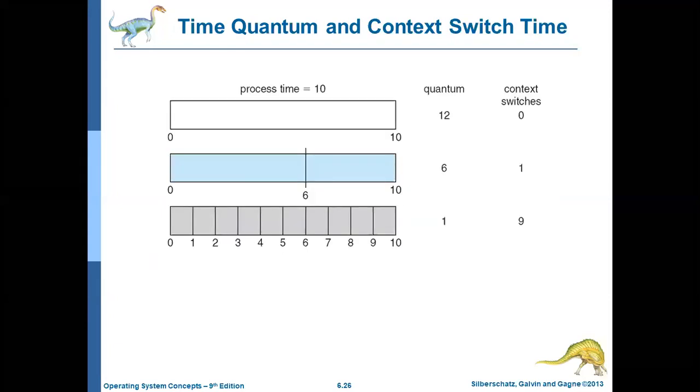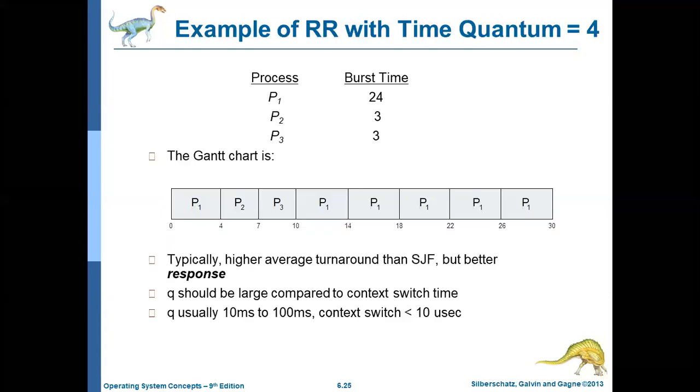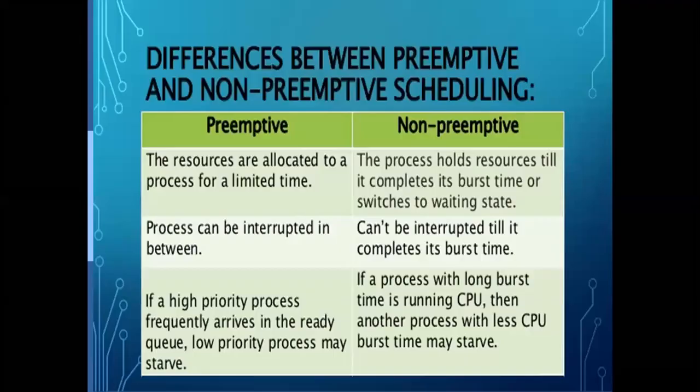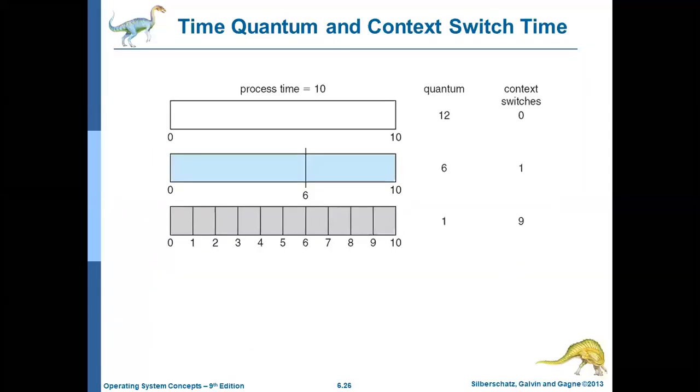Once again, consider the time quantum and context switch time. For example, quantum time as 12. Within that 12, you have to use the process time as 10, for example. Context switches are within the 10, it will be executed. Next 6, one context switching. Next, I have only one.